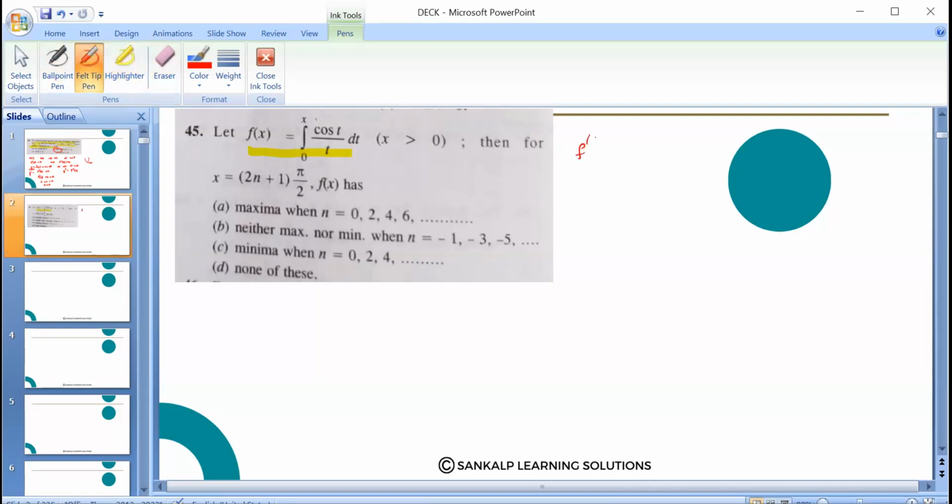So f dash x we can write cos x by x. And then we have to make it equal to 0. Cos x is 0 means x has to be an odd number into pi by 2. This is the turning point.